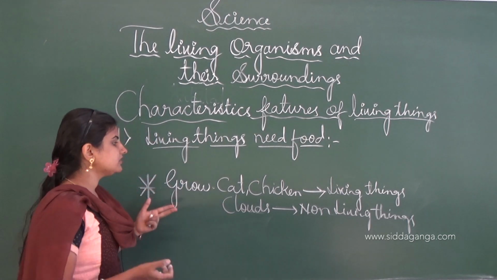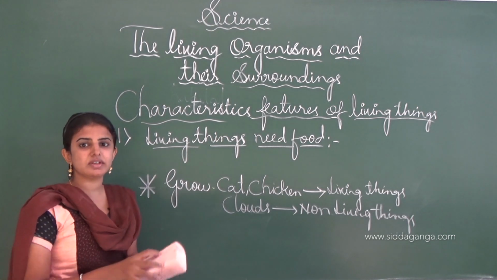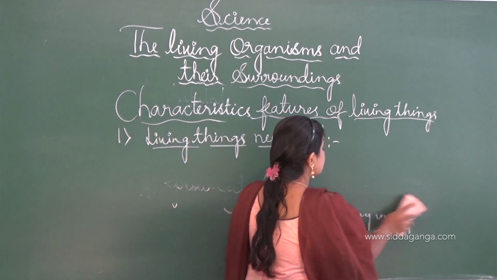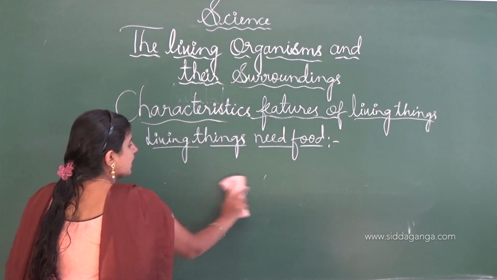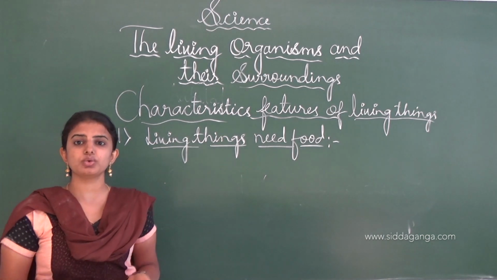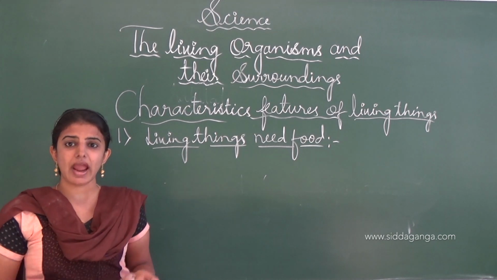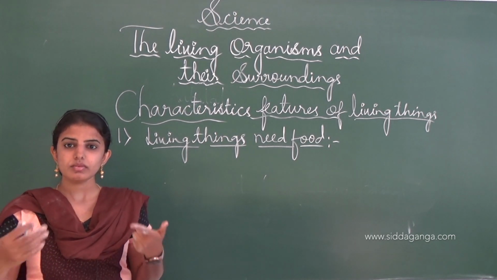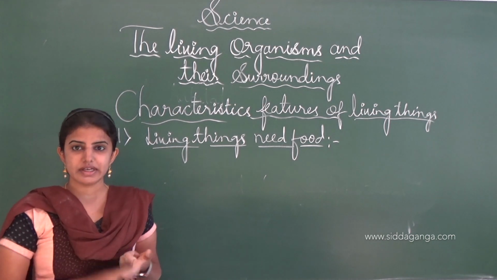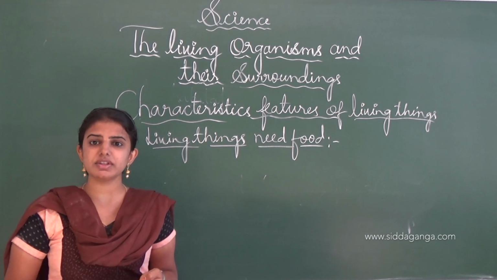By knowing the characteristic properties of living things, we can differentiate living things from non-living things, in which the first characteristic is that living things need food. As I told you in the first chapter and the second chapter, food is important for living organisms. For example, food acts as a fuel for us to carry out the different life activities like digestion, reproduction, respiration and even excretion.